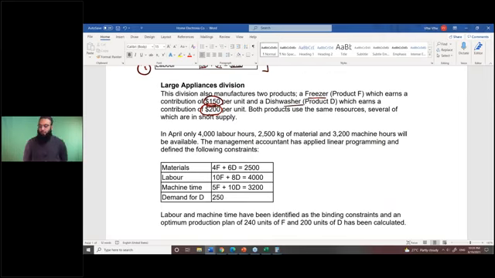What a question. In April only, 4,000 labor hours, 2,000 kg of material, and 3,200 machine hours will be available. It's a limiting factor. Three limiting factors, 3 constraints. The management accountant has applied linear programming and defined the following constraints.